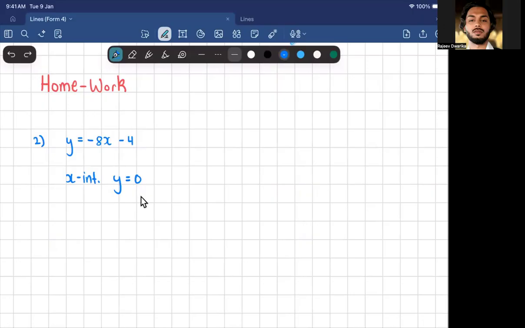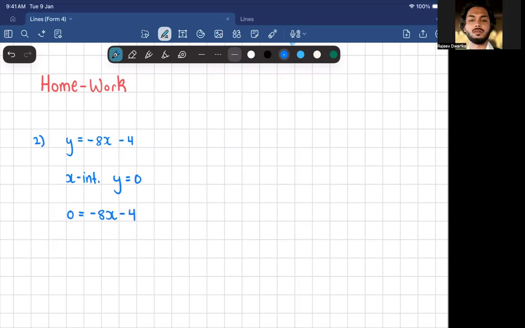So if y is equal to zero, what can we do with that? If y is zero, where can I put that zero? To find the x-intercept, we could put it in the equation. So anywhere I see y, I'm going to put zero. So zero is equal to negative 8x minus 4.